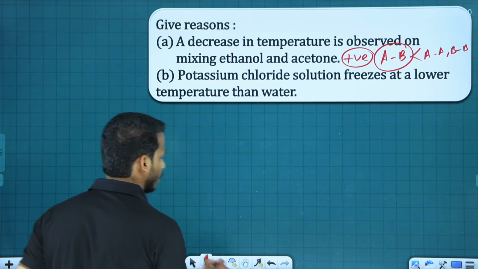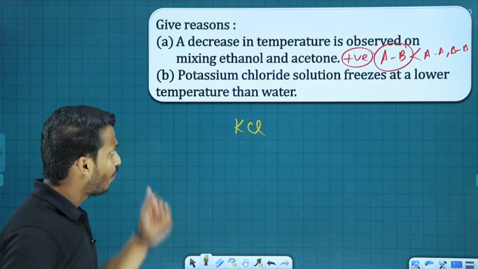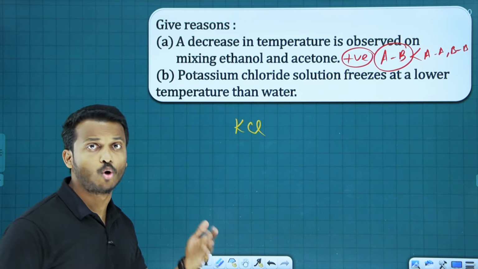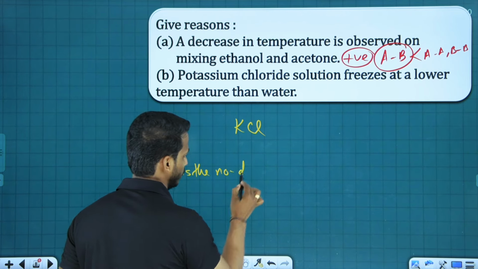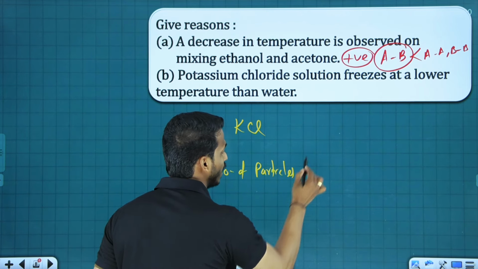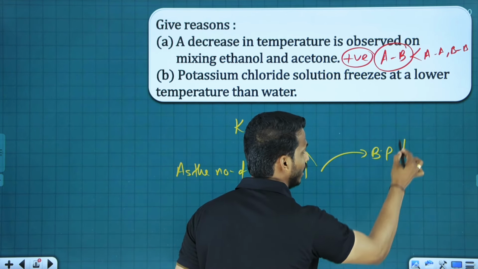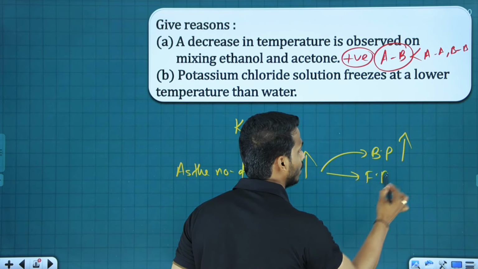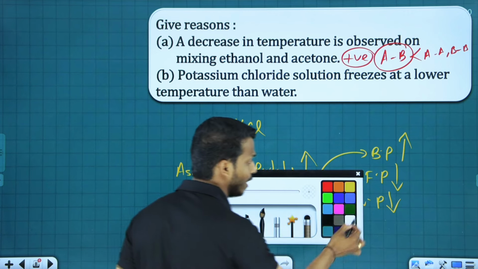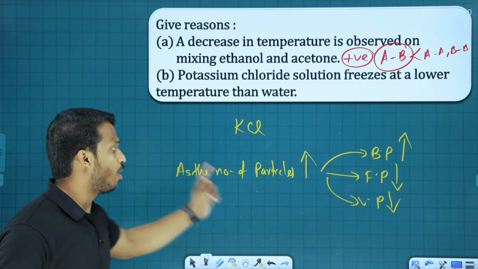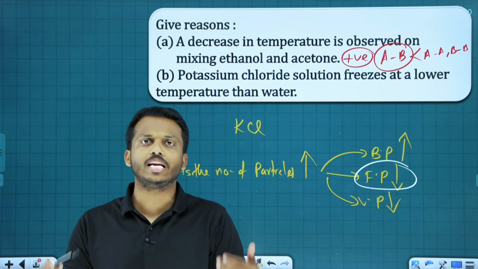Potassium chloride. What is potassium chloride? It is KCl, right? Potassium chloride solution freezes at a lower temperature than water. We already discussed that. As the number of particles increases, the boiling point increases. But the freezing point decreases, and even vapor pressure decreases. We studied that, right, my dear? Yes. So as the number of particles increases, the freezing point decreases.